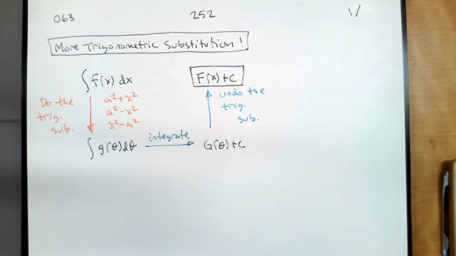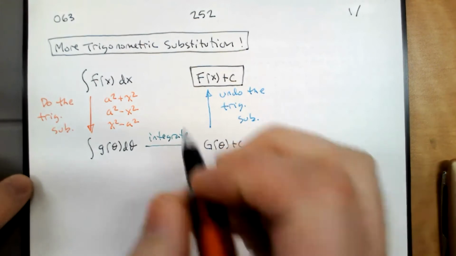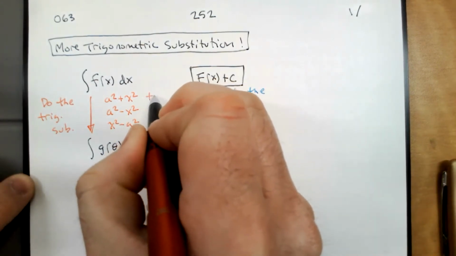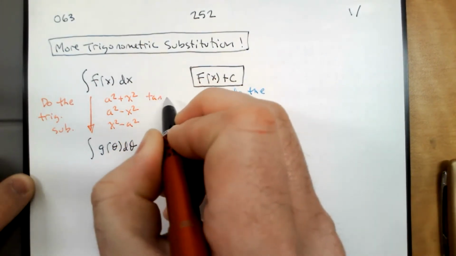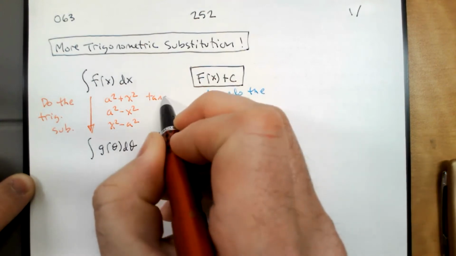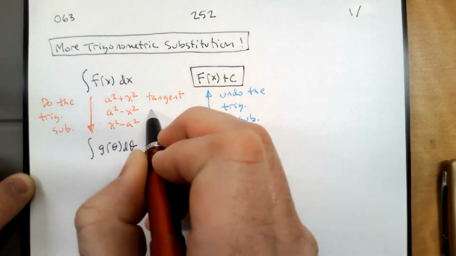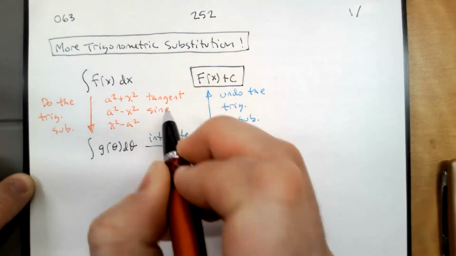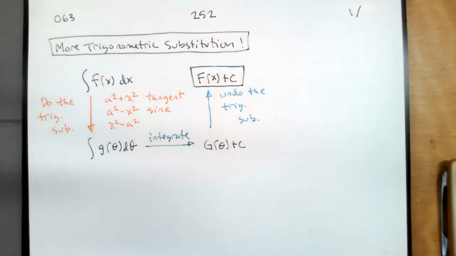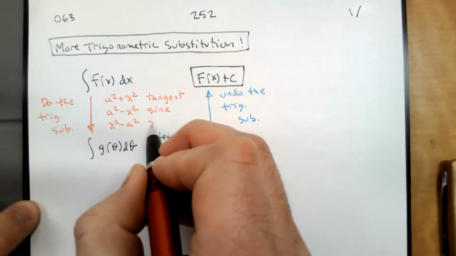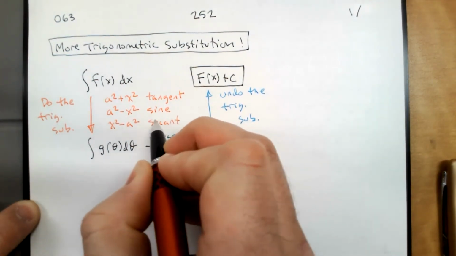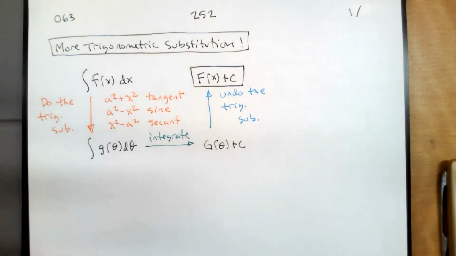Yesterday, we broke it down into three cases. The tangent case, a squared plus x squared. I put them in a different order today, so it's super inconsistent. So we've got the tangent case, a squared plus x squared. We got the sine case, a squared minus x squared. And we've got the secant case, x squared minus a squared.